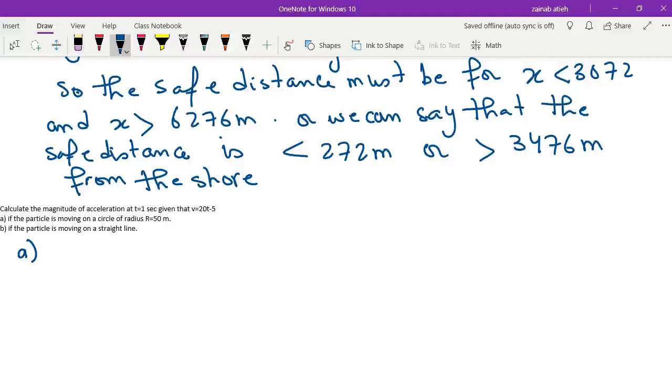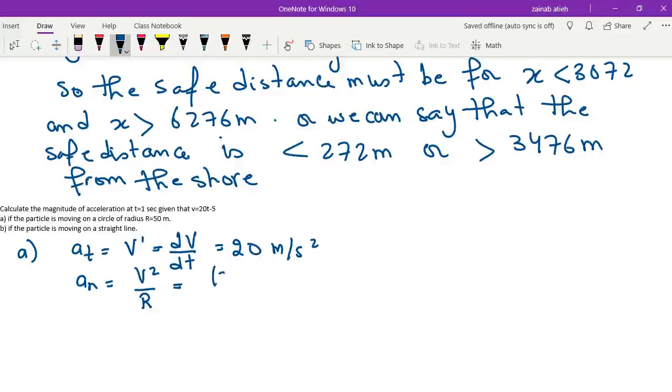Sometimes there is AN. أمتى بيكون في AN؟ لما يكون في عندي bending in motion, for example circular motion، مش ماشي على straight line. So in this case to find A I have to find AT which is V prime or dV over dt, which is equal to 20 meters per second squared. How to find AN? It's V squared over R. V is 20t minus 5 squared over R which is 50.